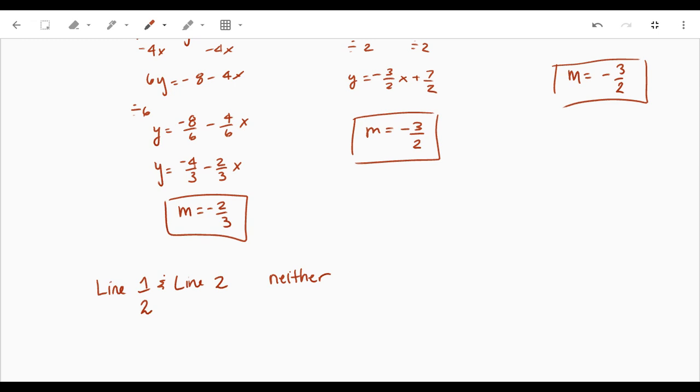Line 2 and line 3, okay, those slopes are the same, so they're parallel. And then the last combination is line 1 and line 3. And again, they're reciprocals, but not opposite reciprocals. So they're not perpendicular. They're not the same, so they're not parallel, so they're neither. Okay. Next one.